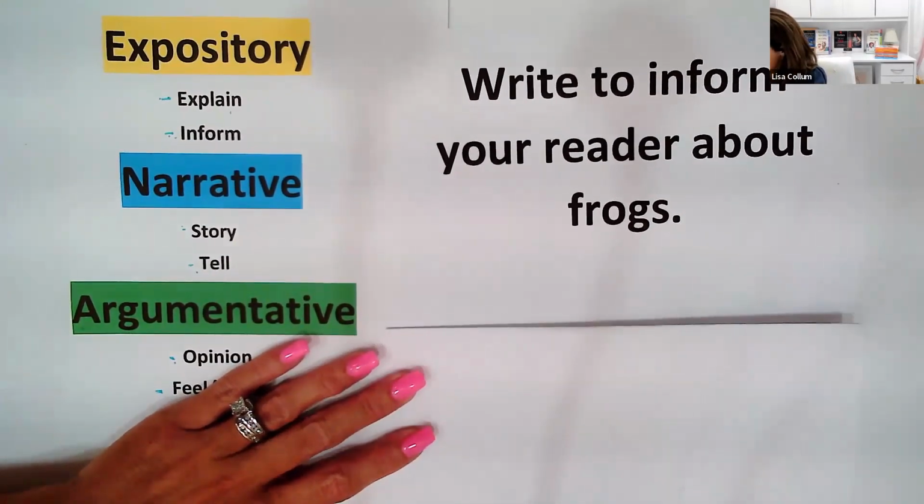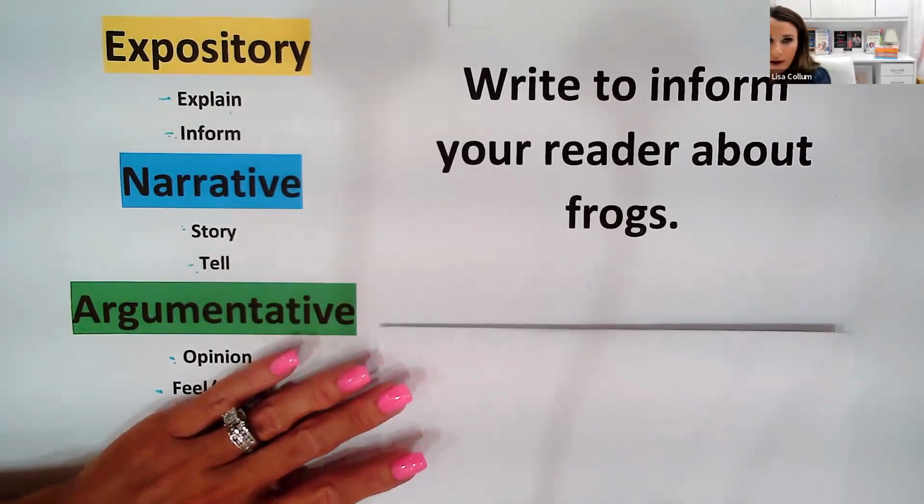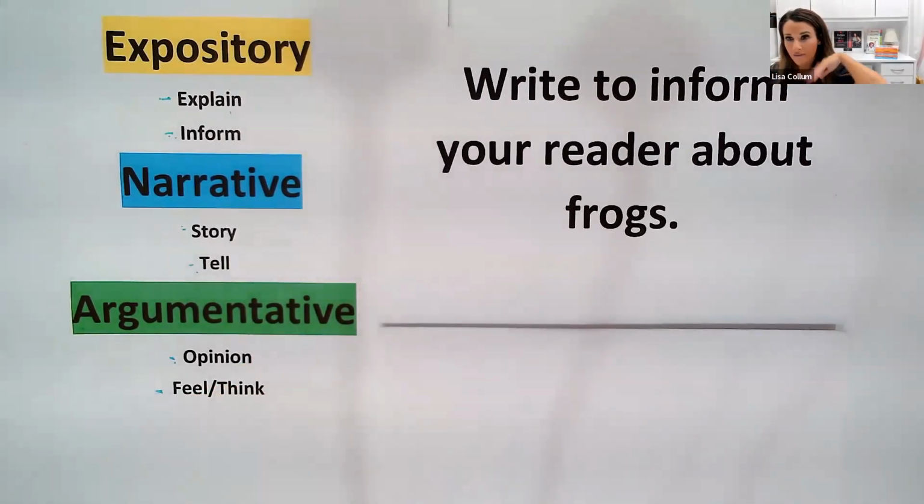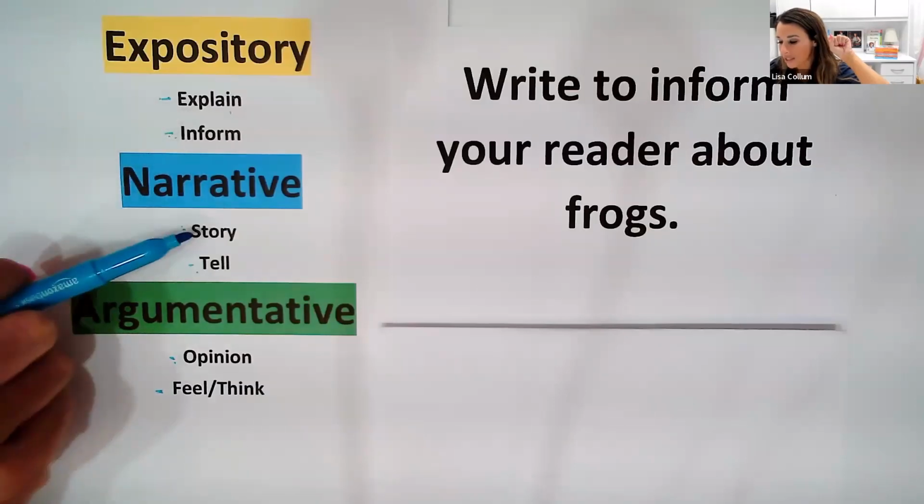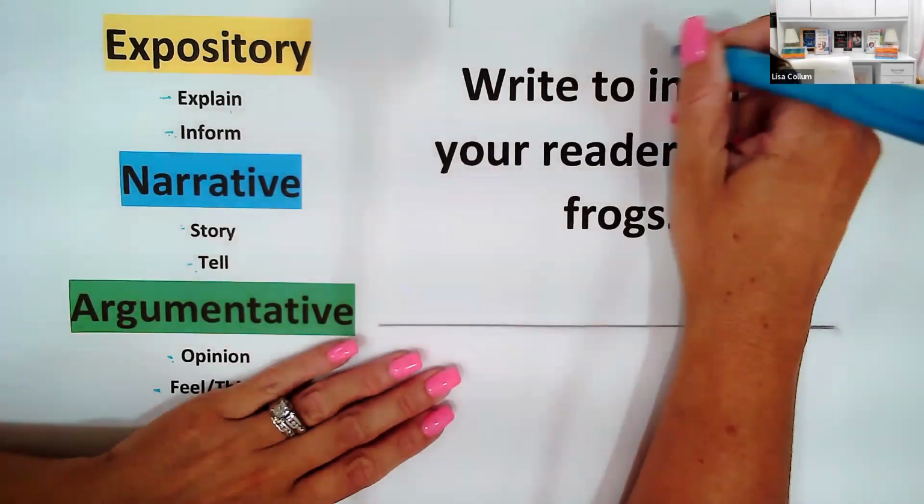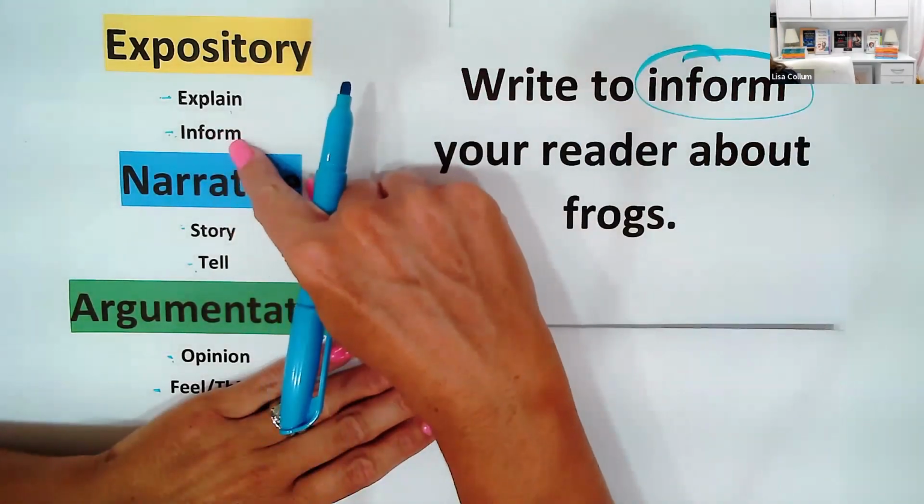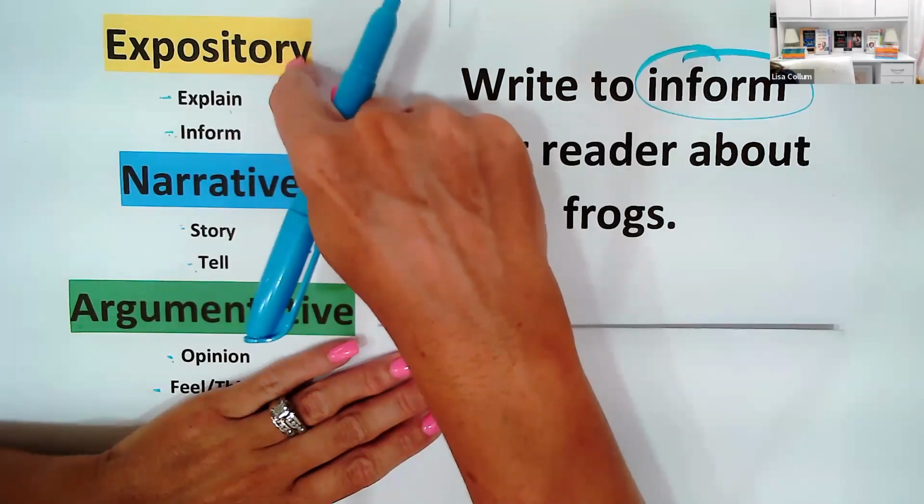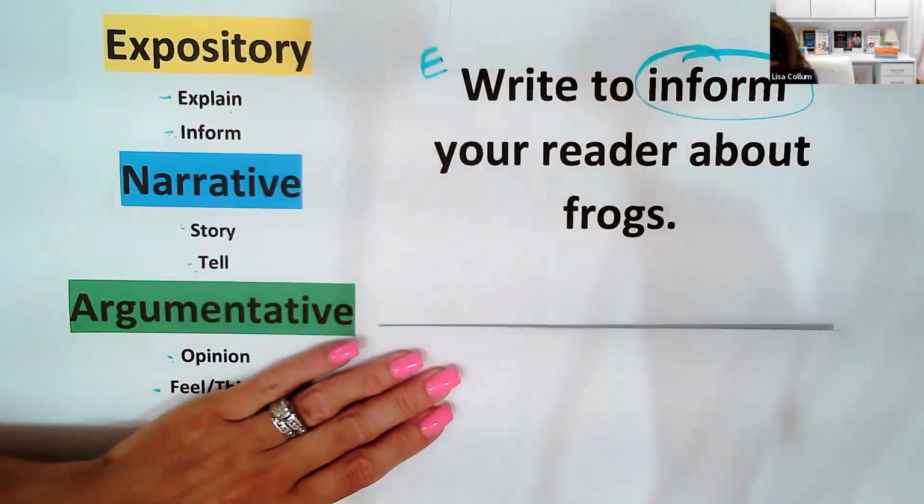Let's see. Write to inform your reader about frogs. 5 seconds. 5, 4, 3, 2, 1, 0. Write to inform your reader about frogs. What's the key word? Do you see explain, inform, story, tell, opinion, feel, or think? It's inform. And we know inform means we're writing an expository essay. So I'm going to put an E here.